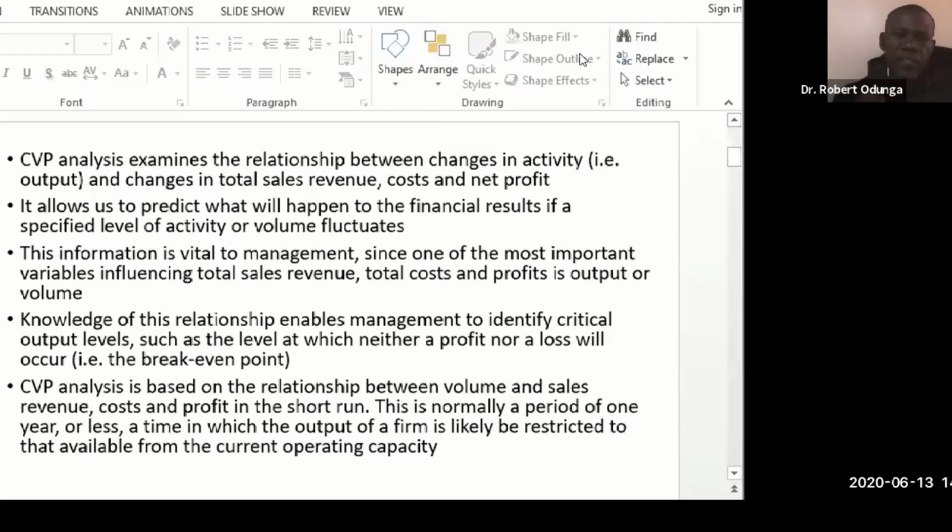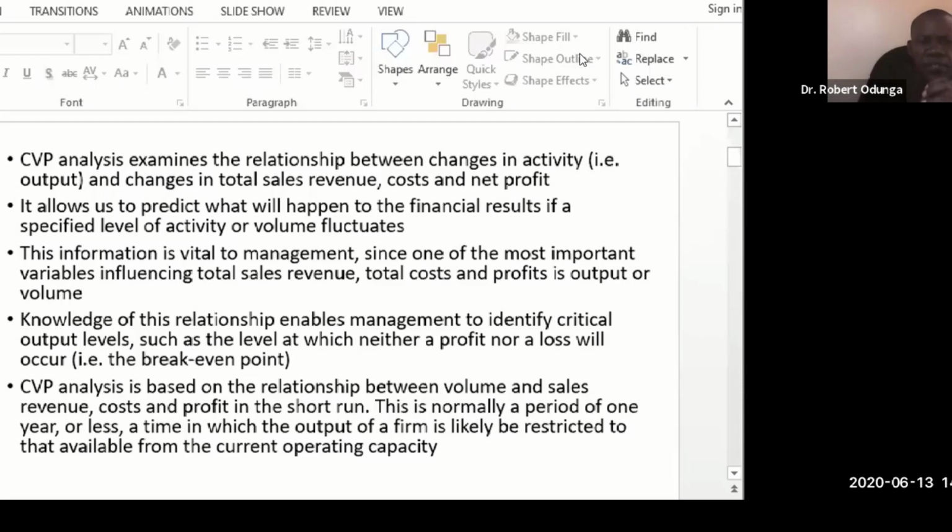It allows us to predict what will happen to the financial results if a specified level of activity or volume fluctuates. So we're able to tell what would be the cost effect if this one happens? If this variable is changed, what would be the net effect on all other variables? This is all about the CVP analysis.